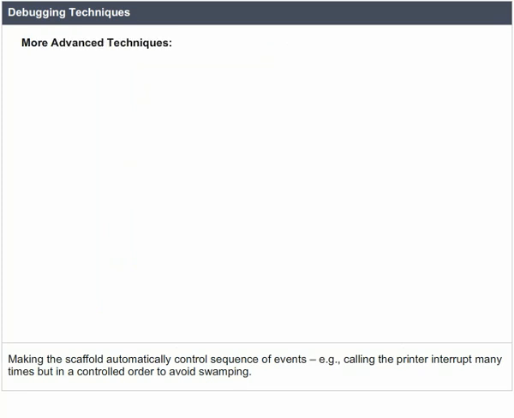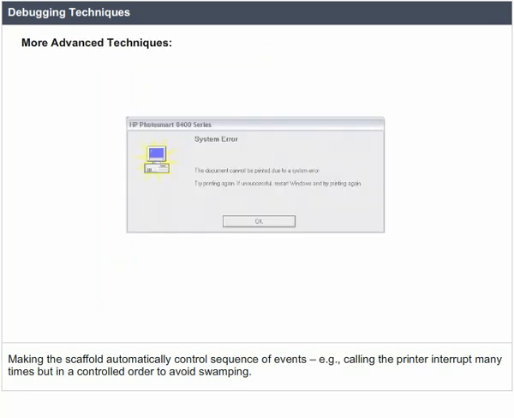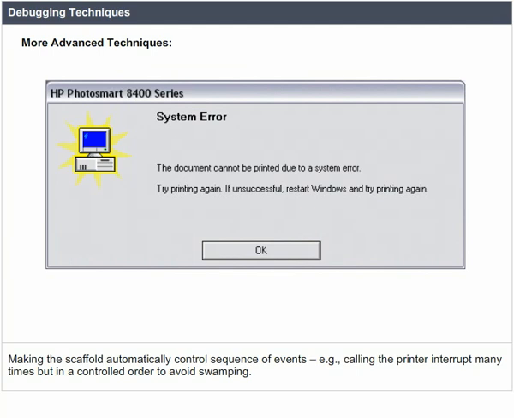More advanced techniques. Making the scaffold automatically control sequences of events. For example, calling the print interrupt many times but in a controlled order to avoid swamping.